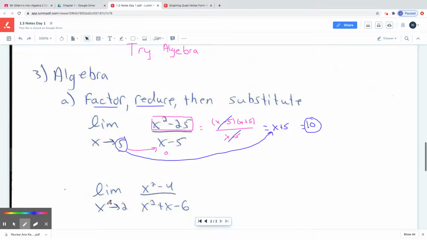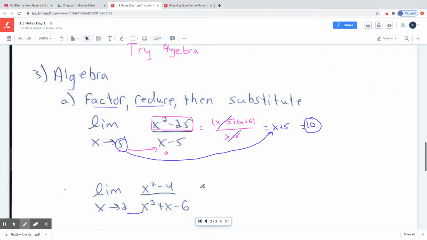Go through the same steps for this example, the limit as x approaches 2 of x squared minus 4 over x squared plus x minus 6. You'll notice you can't substitute because 2 squared is 4, 4 plus 2 is 6, 6 minus 6 is 0. You can't do that. So you're going to have to do some algebra. Go ahead and try that now.